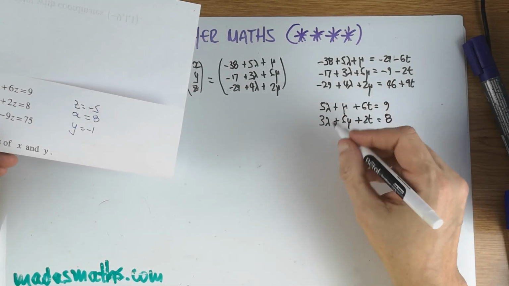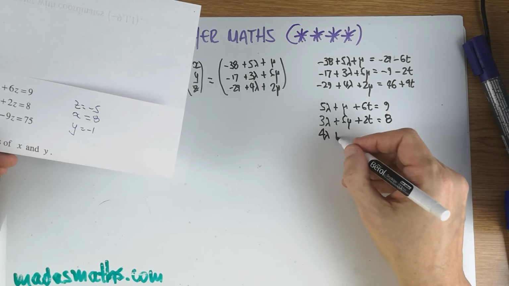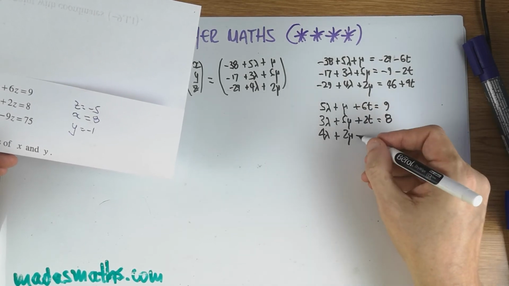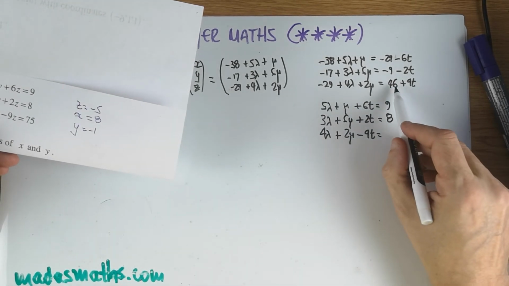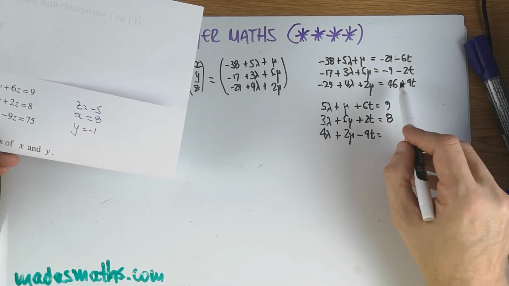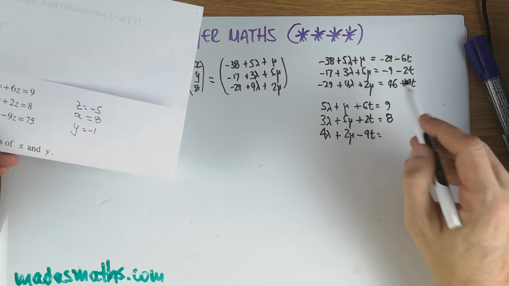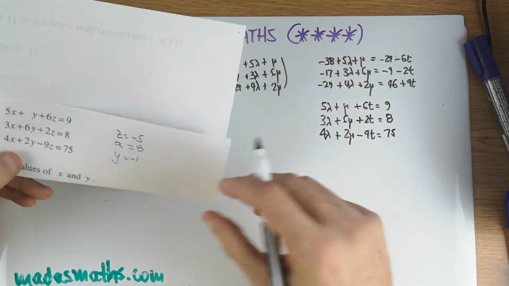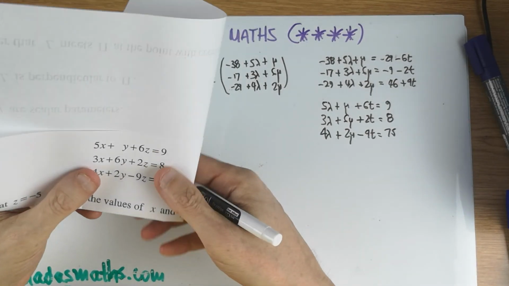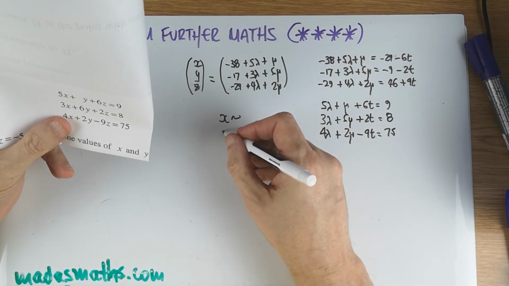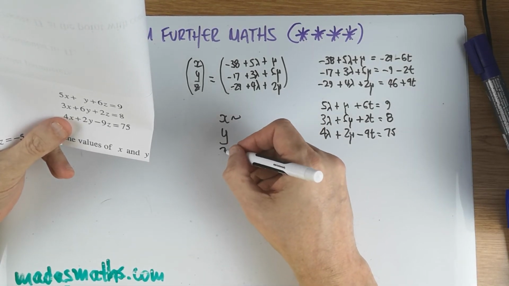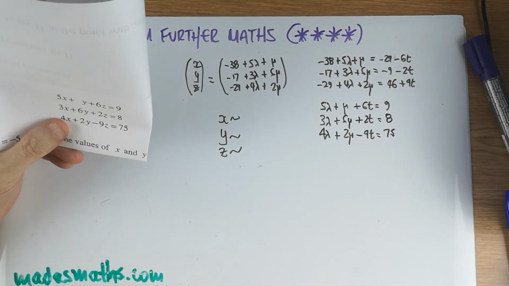And lastly, 4 lambda plus 2 mu, minus 9t, and this is going to be a very big number because it's going to go positive. Call it 30, 76, take away 1, 75. Now, if you look at the system of equations, we kind of have some kind of equivalence.